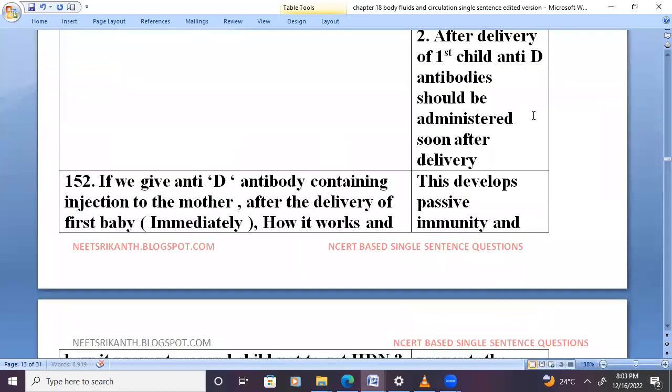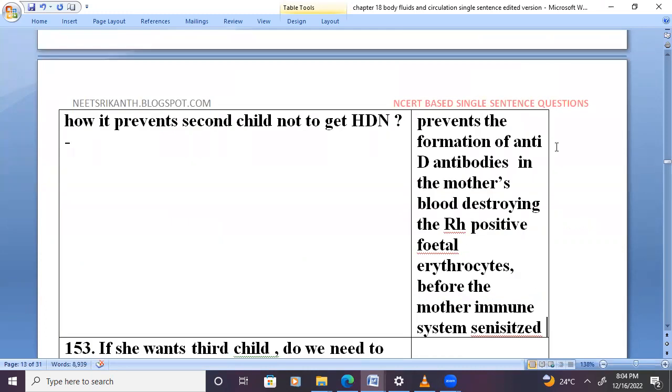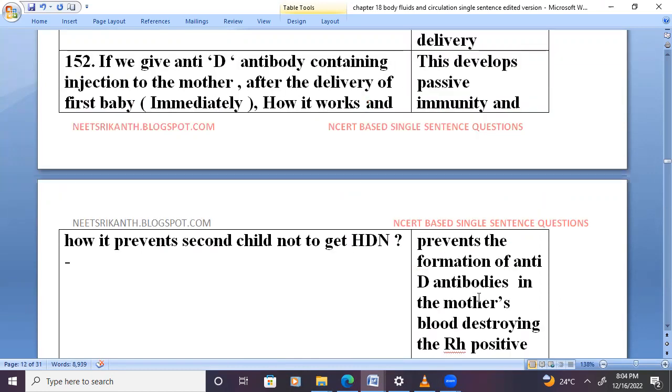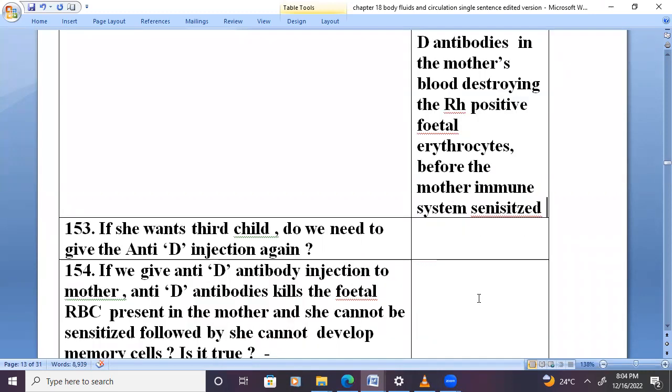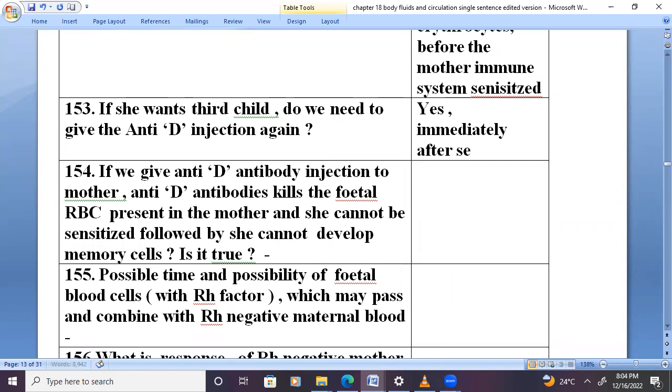So how does it prevent problems in the second child? The anti-D develops passive immunity and prevents the formation of anti-D antibodies in the mother's blood, destroying the Rh positive fetal erythrocytes before the mother's immune system is sensitized. If she wants a third child, do we need to give the anti-D injection again? Yes, immediately after the second child.